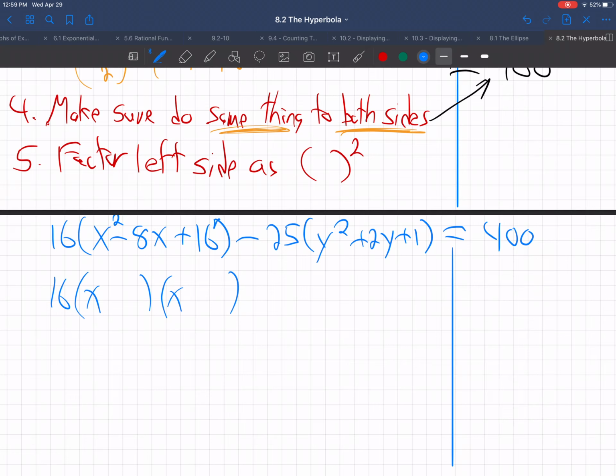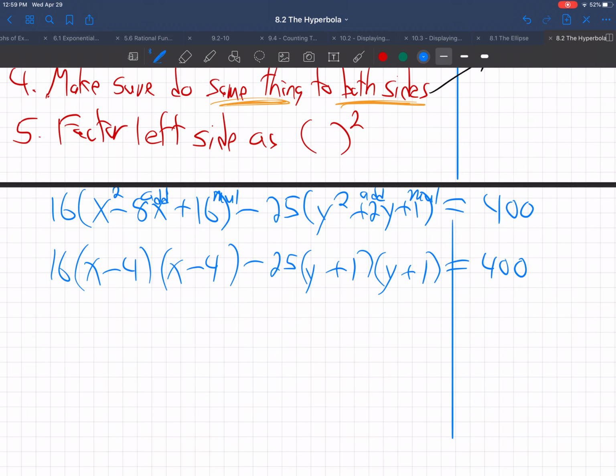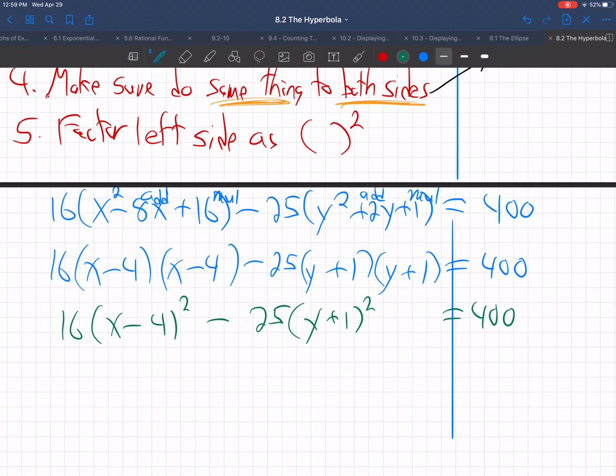How does it factor? What two numbers multiply to be 16, add to be minus 8? Minus 4 multiplies to be plus 16, adds to be minus 8. And what numbers multiply to be 1, add to be 2? Well, that's just 1 and 1, right? We good there? And so, simplifying that, that's just 16(x minus 4) squared minus 25(y plus 1) squared. So it factored as a square.